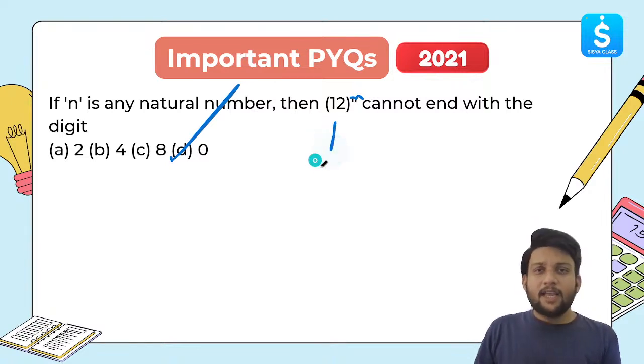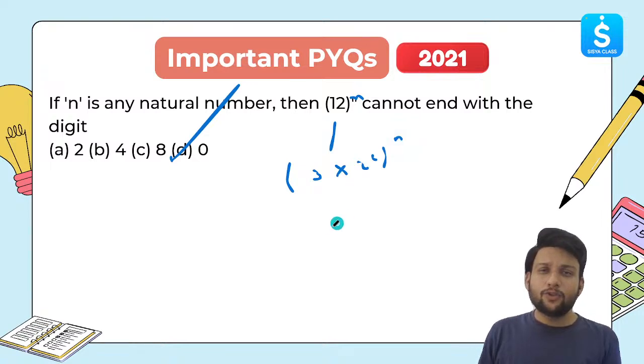Now, 12 is what? 3 times 4, or 3 times 2 squared. Yes or no? Great. Raised to the power n. Now, 3 into 2 squared raised to the power n will give us 3 raised to the power n times 2 raised to the power 2n. Do you see any number 5? Of course not. That means the answer is 0.